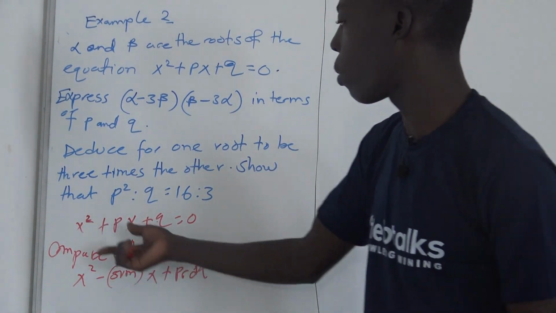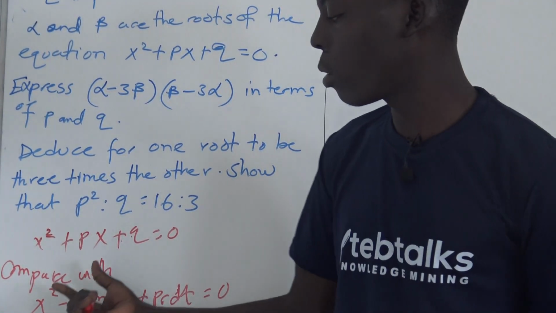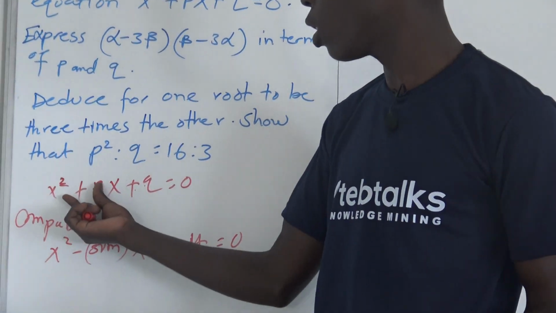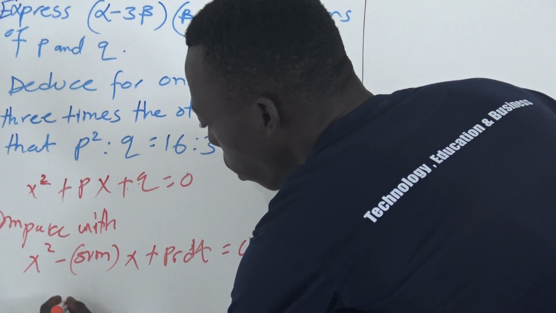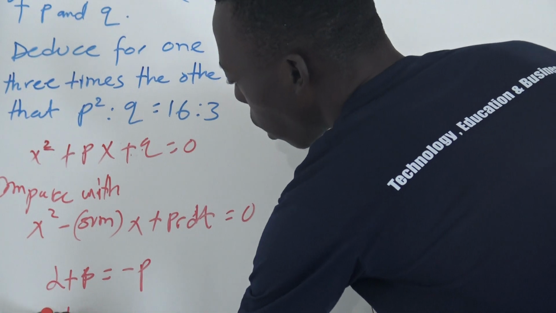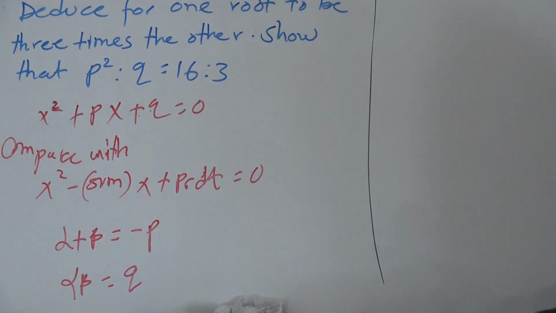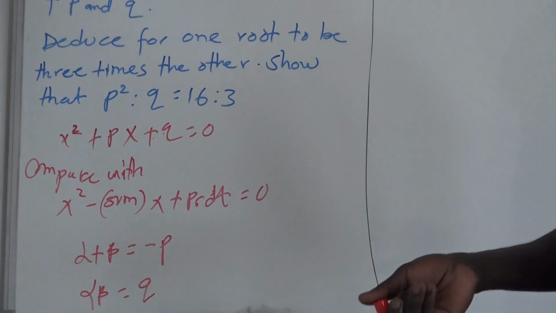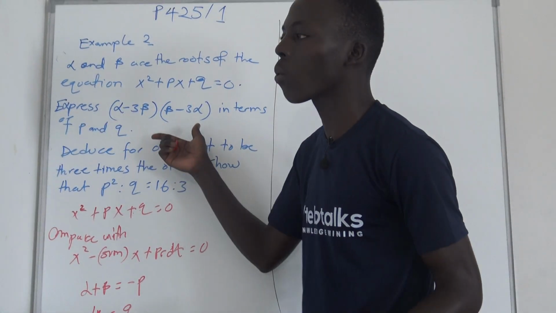When we are comparing, we do it also with the signs. On the general equation there's a minus the sum. So here, when it is positive, you write the sum alpha plus beta to be equal to negative p, then alpha beta to be q. Now after getting the sum and the product in terms of the roots, we have to express this one.